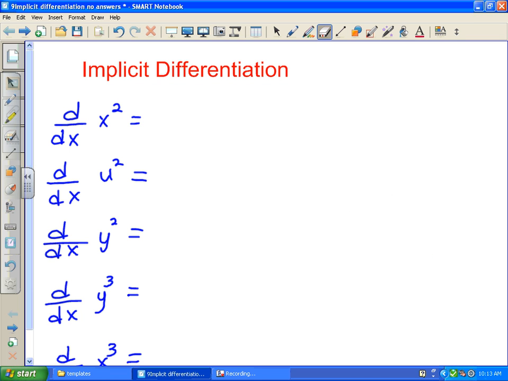For example, derivative of x squared with respect to x is easy, right? We learned it on like day 2 of derivatives. What is that derivative? 2x. That's not implicit differentiation. That's regular differentiation.